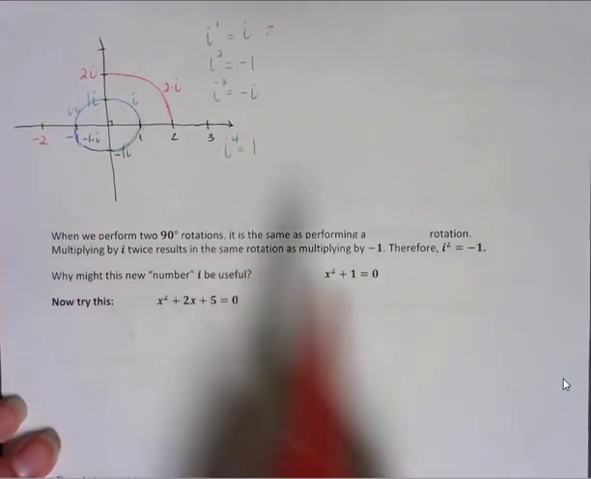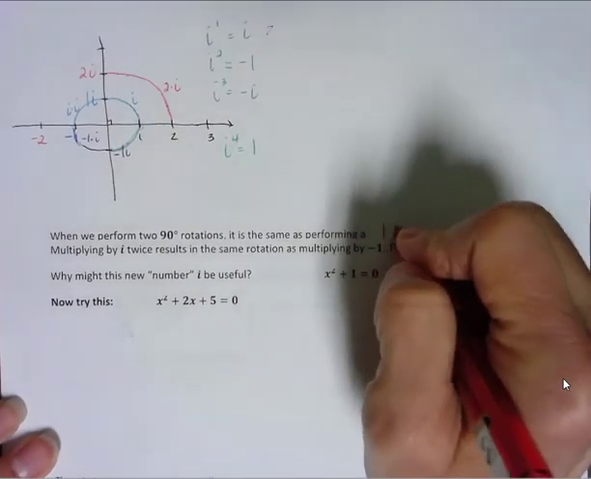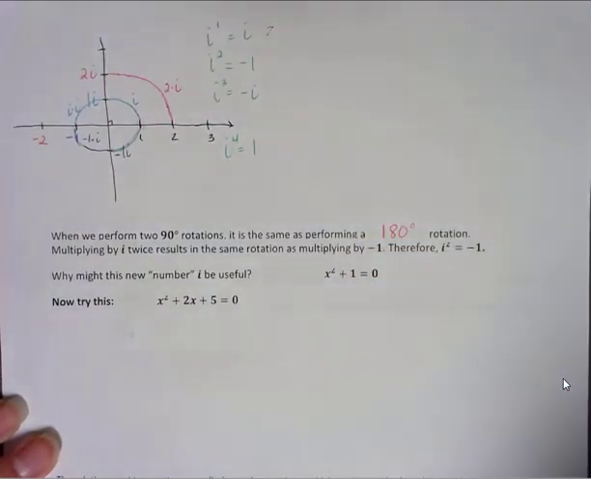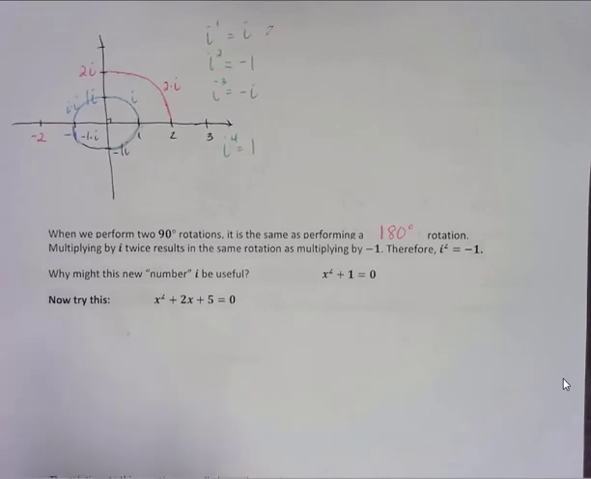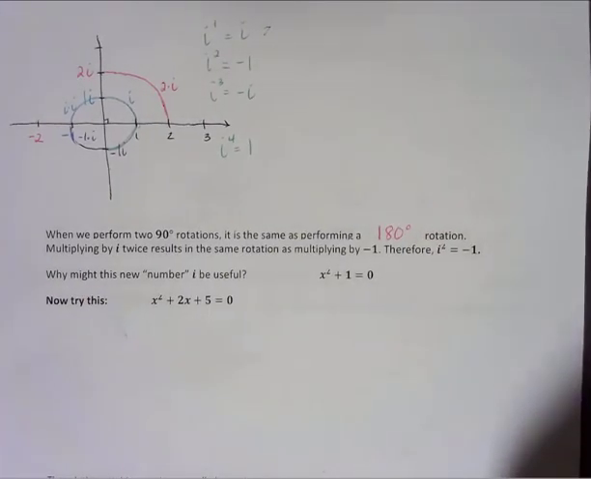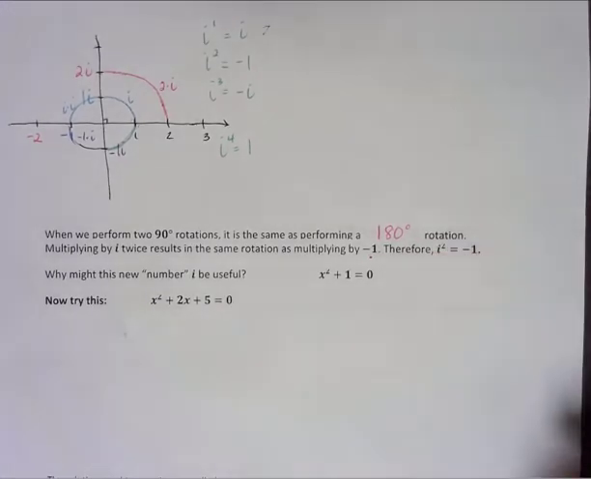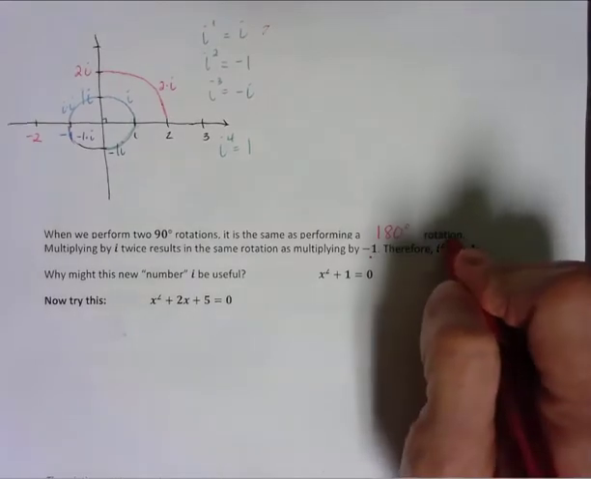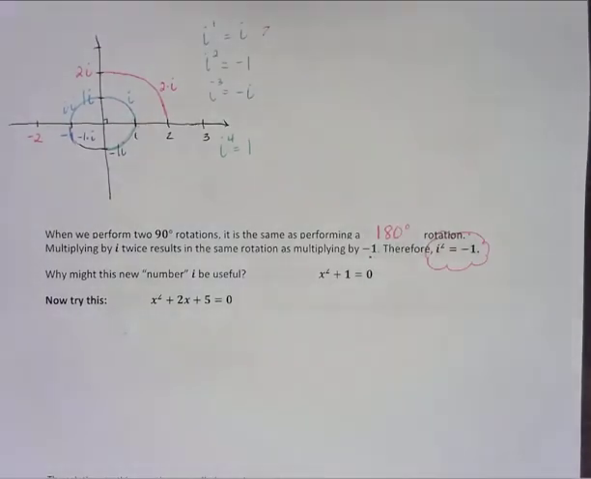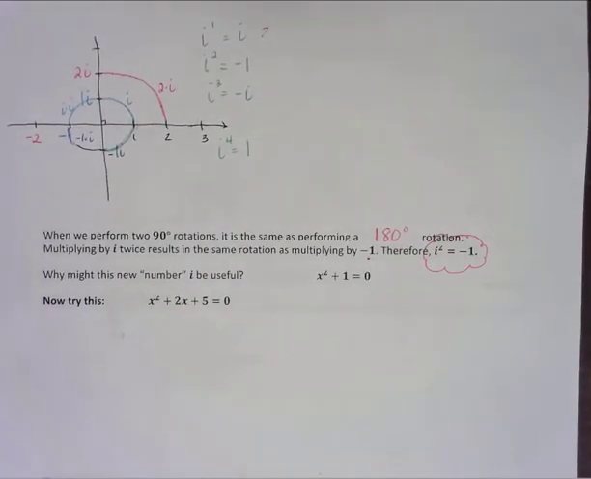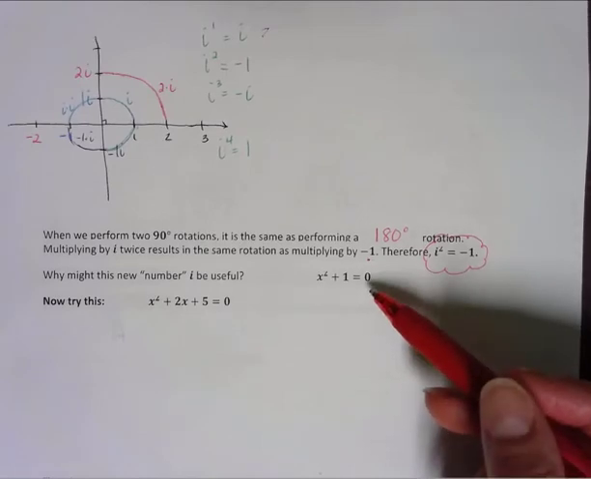So if we think about what we just did here, when we perform 2 90-degree rotations, that's the same as a rotation of 180 degrees, right? Multiplying by i twice results in the same rotation as multiplying by -1, and so therefore we can conclude that i squared is equal to -1, and that's important. Okay, so you want to note that.